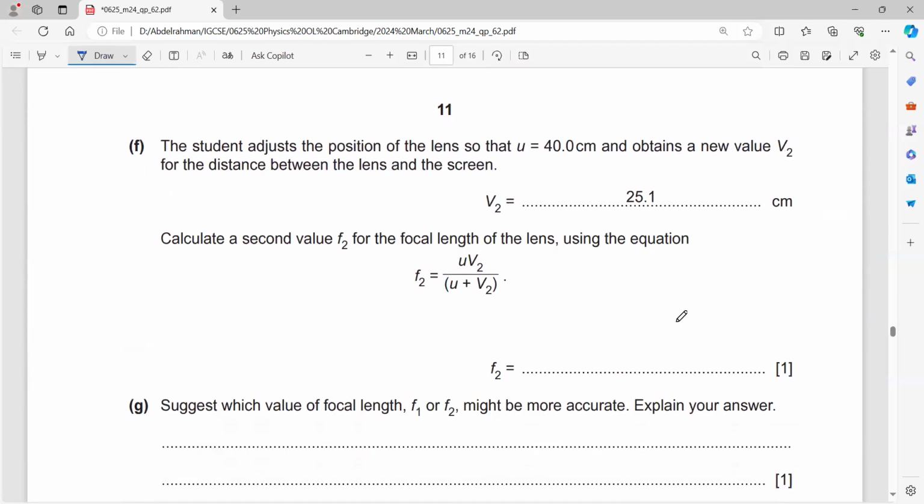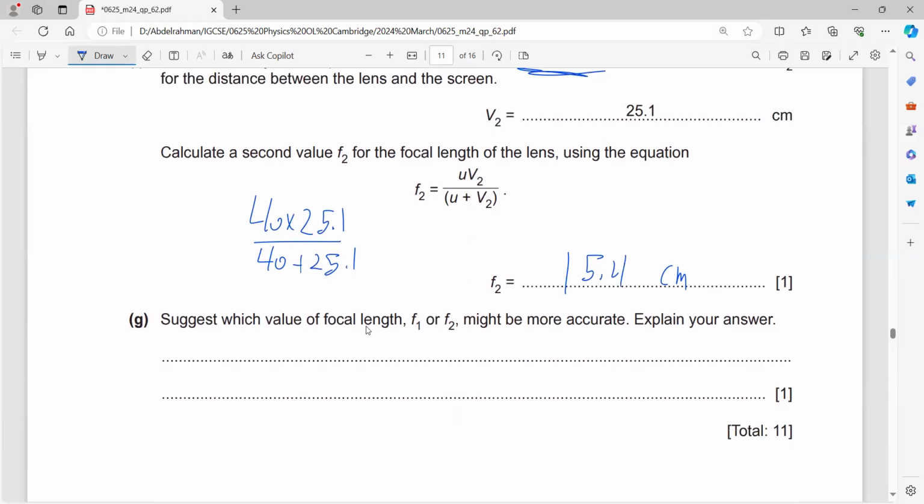The student adjusts the position of the lens so that he will now increase the distance between the object and the lens. U will now become 40 centimeters. Calculate the second value F2 using the equation U times V2 over U plus V2. So 40 times 25.1 divided by 40 plus 25.1. This will give me a focal length of 15.4 centimeters.